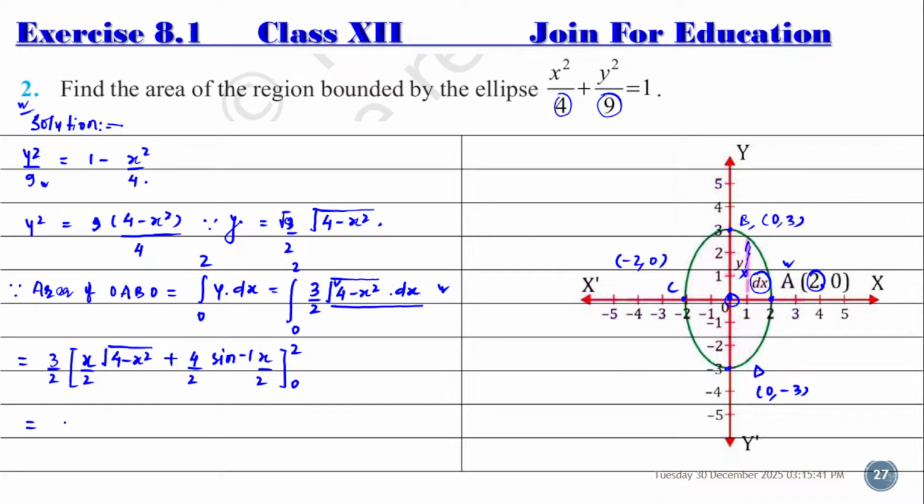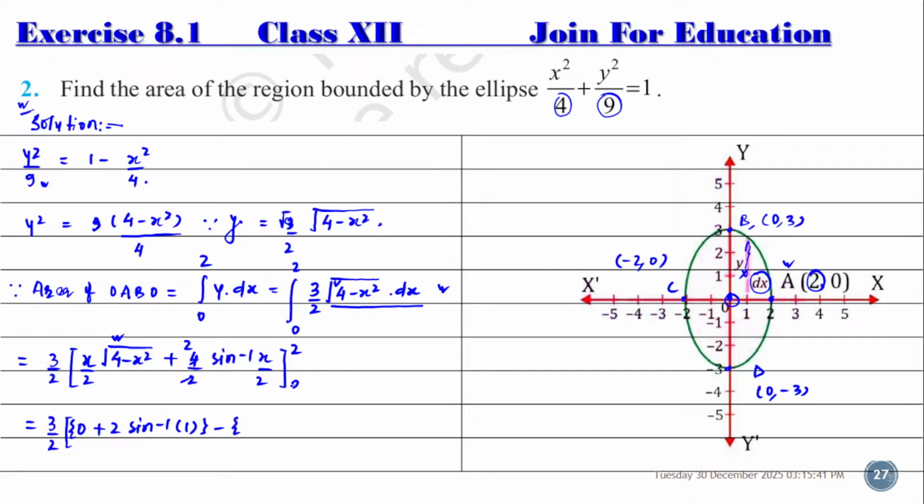When we remove the limit, then we write down here 3 by 2. When x equal to 2, then this one will be 2 by 2 equal to 1, but this part will be 4 minus 4 equal to 0. So this part will be 0, we write down here directly 0. 4 by 2 equal to, here will be cancelled out, then we write down here 2. So 2, and we write down here sine inverse 2 by 2 equal to 1. After that we write down here what? Minus.